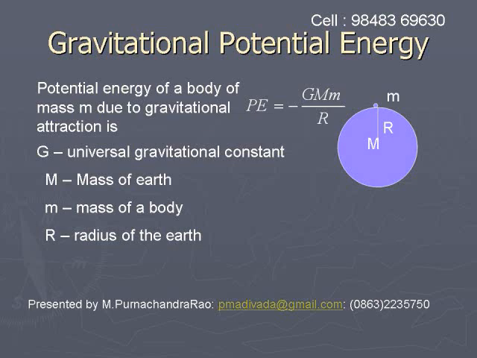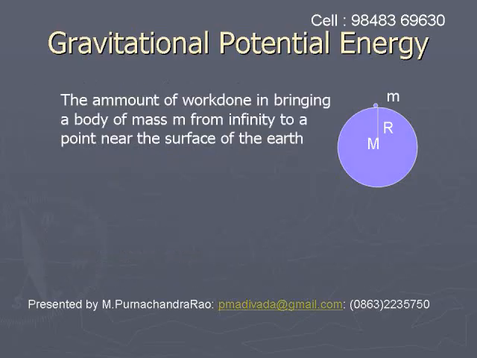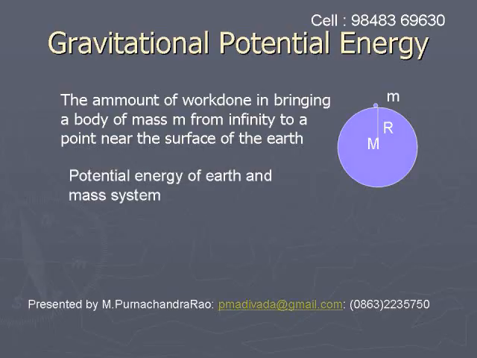In fact, this relation can be applied to any planet. It is defined as the amount of work done in bringing a body of mass small m from infinity to a point near the earth. We sometimes call this the potential energy of the earth-object system, the earth-mass system. So the relation is minus GMm by R.